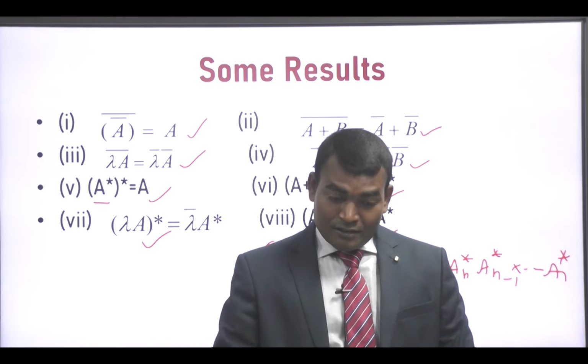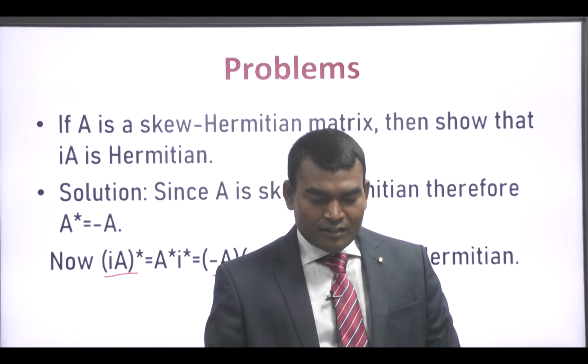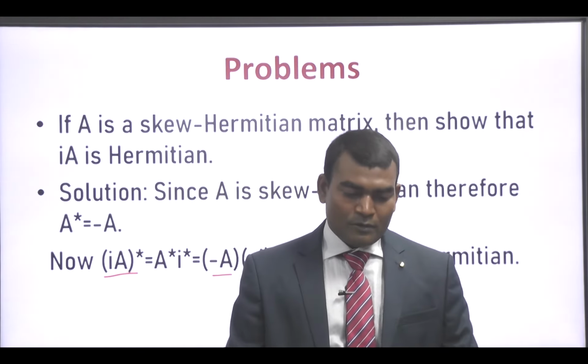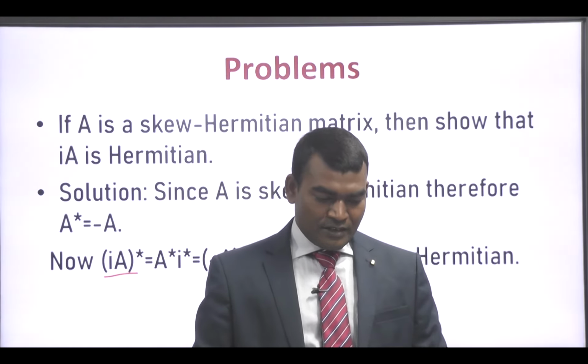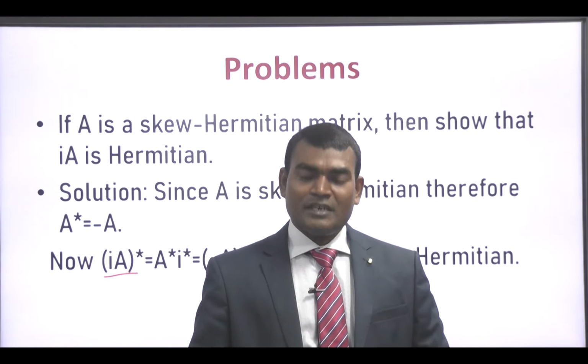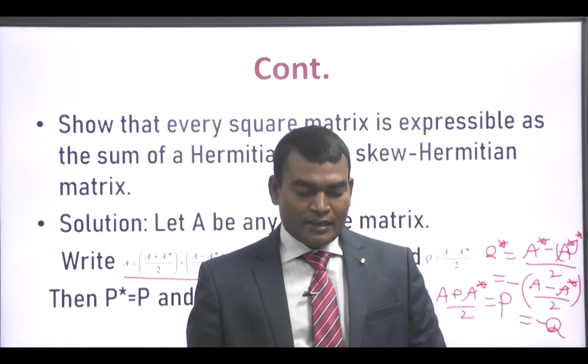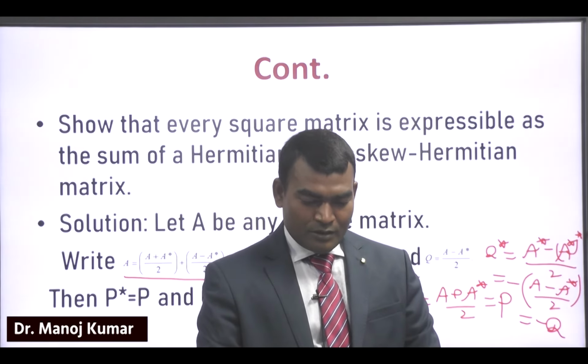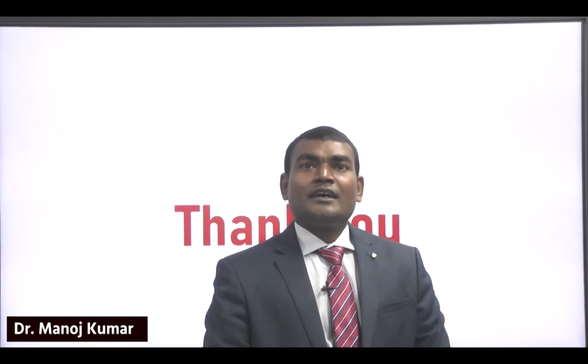So in this way we can solve all the given problems. This is also an important problem: iota A is Hermitian if A is skew Hermitian, which has been shown. And in this way, this is the lecture on complex matrices. Thank you very much.